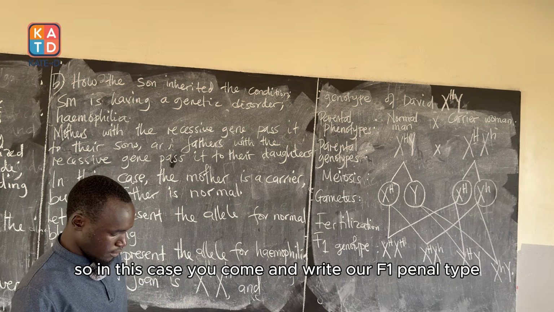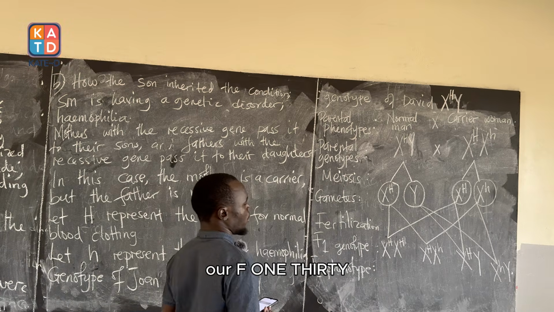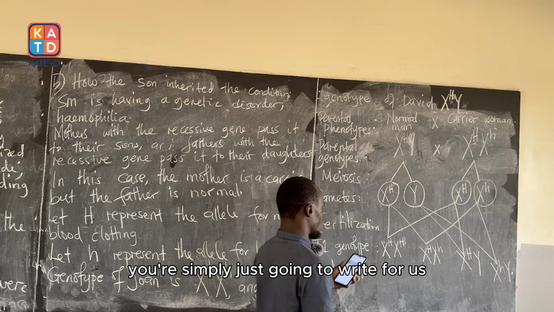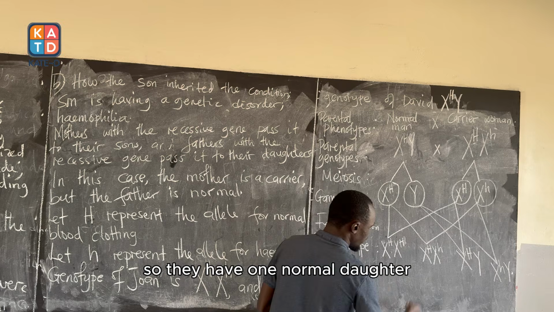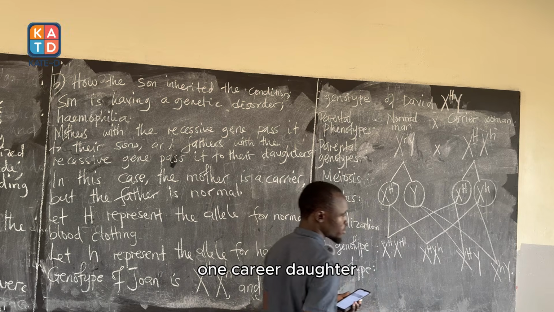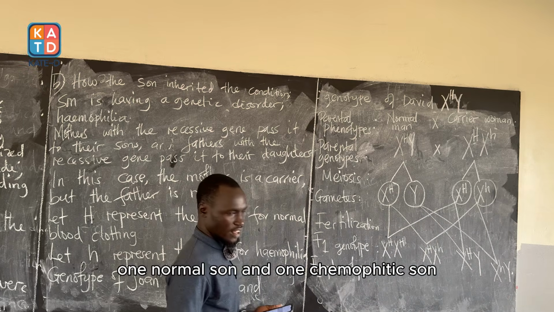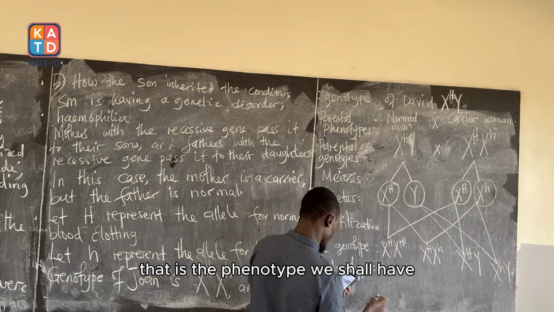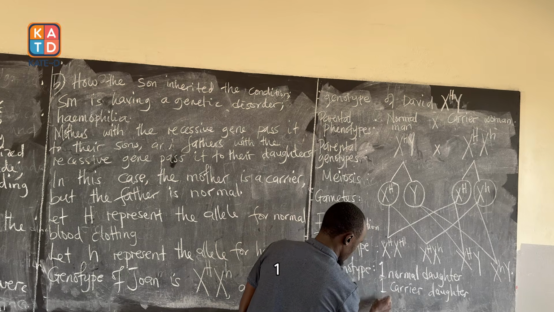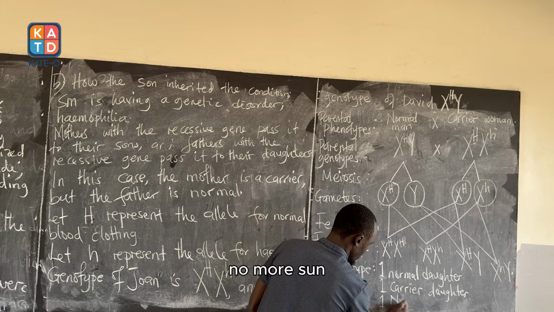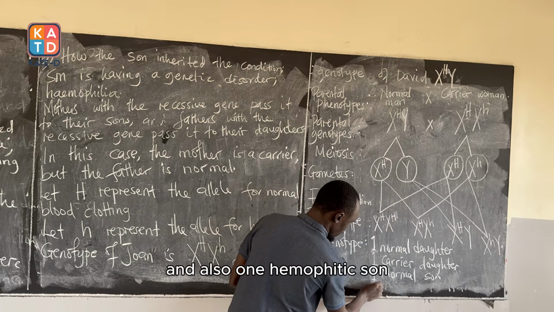So in this case, you come and write our F1 phenotype. For our F1 phenotype, you're simply just going to write what we have here. This is a normal daughter. So they have one normal daughter, one carrier daughter, one normal son, and one hemophilic son. That is the phenotype we shall have.